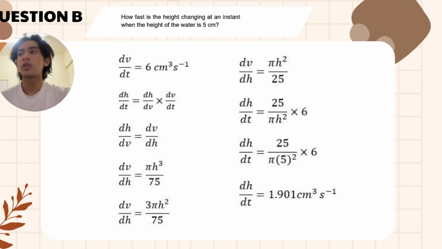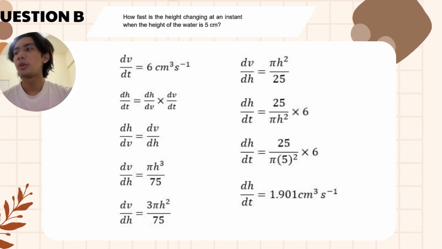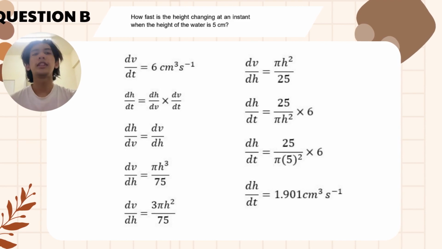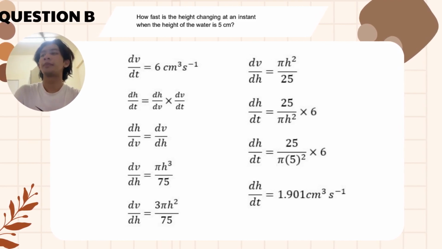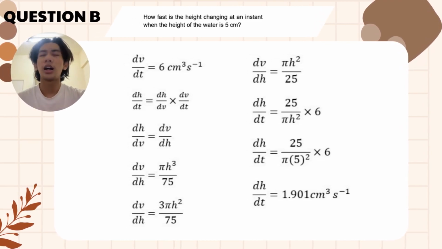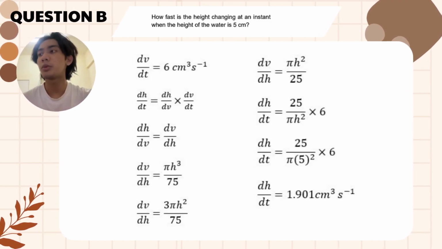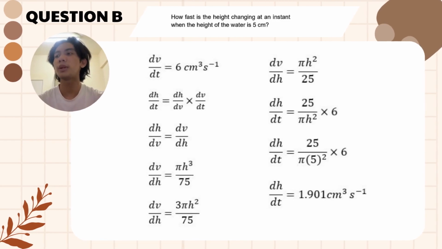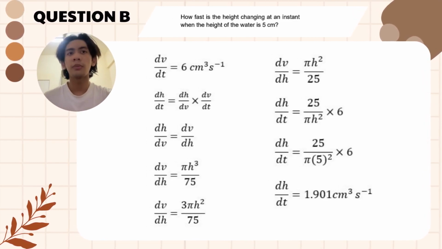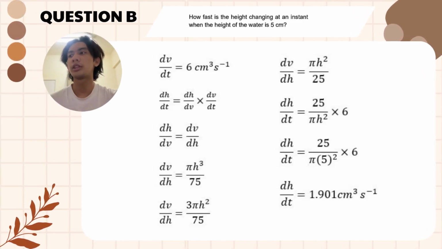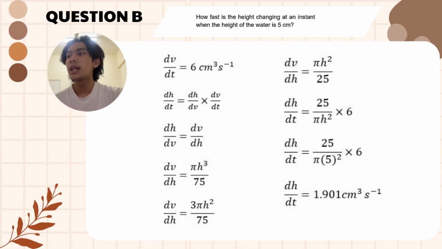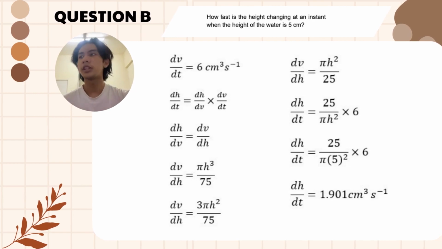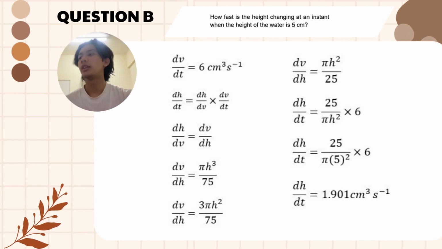Okay, so for question B. From the question, we get that dV over dt is equal to 6 cm³ per second. So we use the chain rule: dh over dt equals dh over dV multiplied by dV over dt. But from the answer to question A, we only get V in terms of h, so we need to differentiate it to get dV over dh.